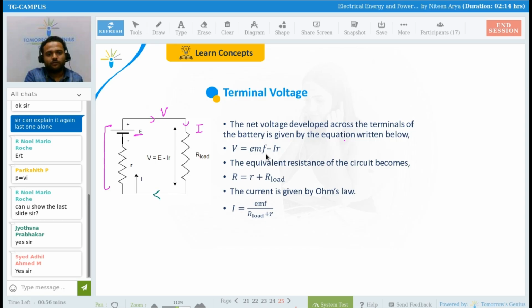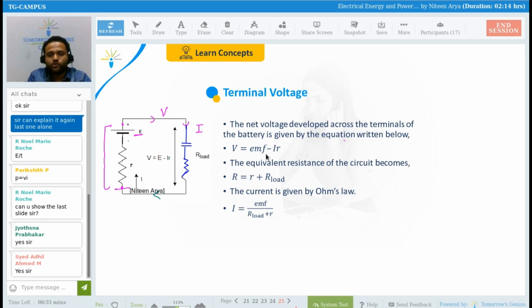Instead of one load, I can attach two. Suppose this is your capacitor, and then this is your resistance. So now I have two loads. Again, this is your voltage, this is current, and this voltage is going to be divided, as we know already, in series. So the net voltage developed across the terminals of a battery, what are the terminals? This is your battery, including the internal resistance also.